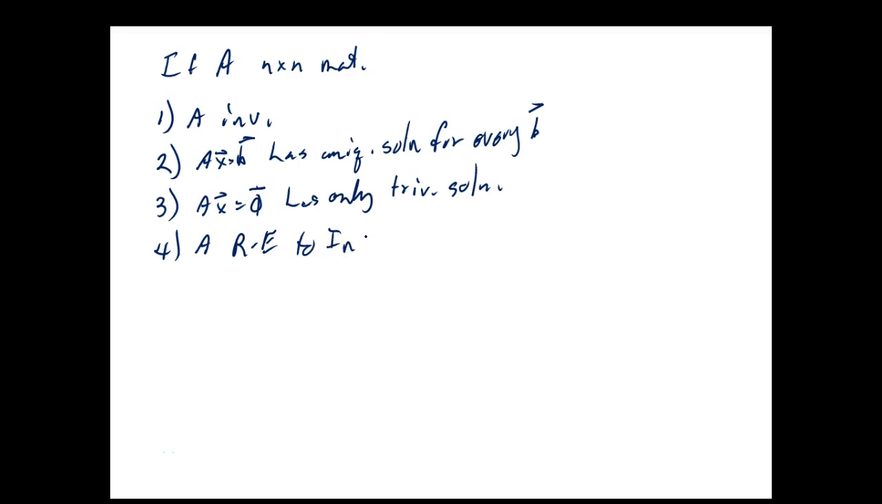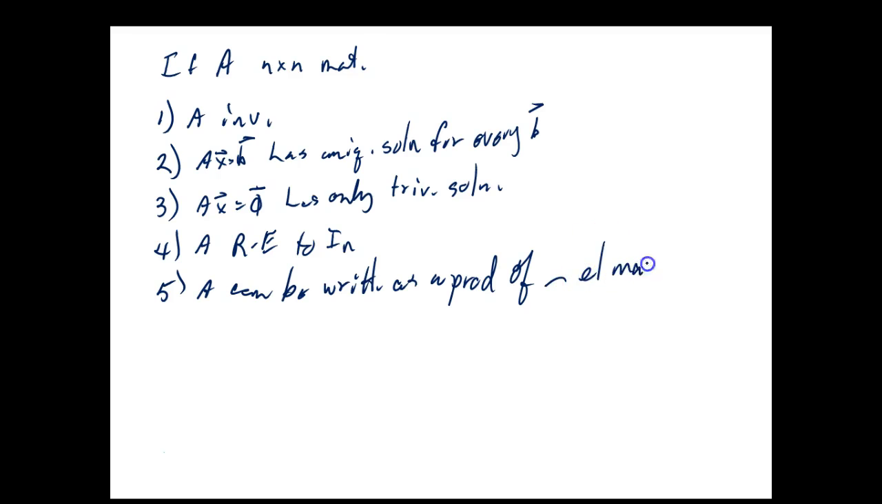In other words, that's how we got the inverse, by doing row equivalency. Okay. And 5, the last one then, is A can be written as a product of some number of elementary matrices.